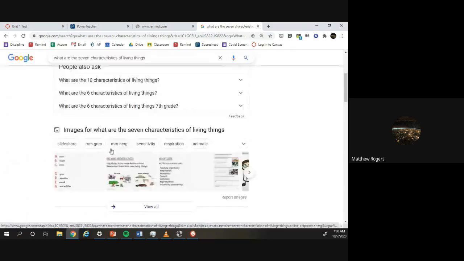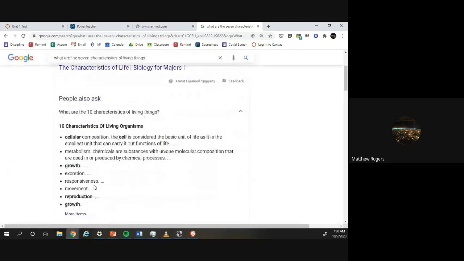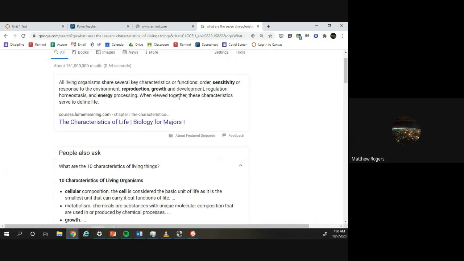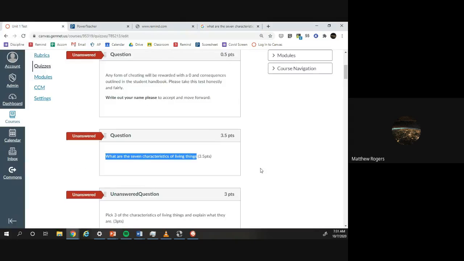Some of you guys were going down here. What are 10 characteristics? I had some of you writing 10 characteristics. It just reeked of I didn't do the work in the class, and now I'm trying to just take the test and get as good a score as possible, I guess.